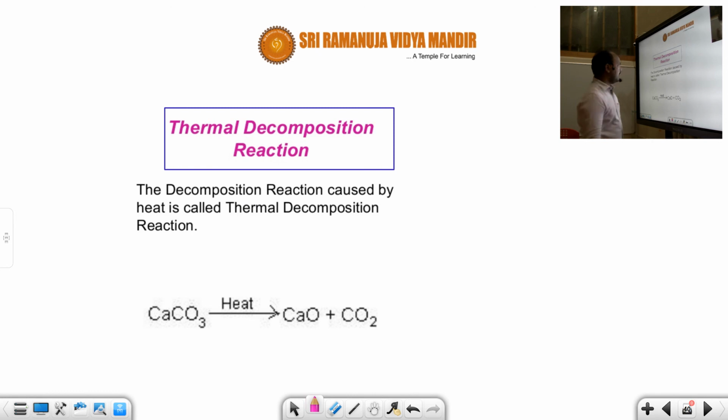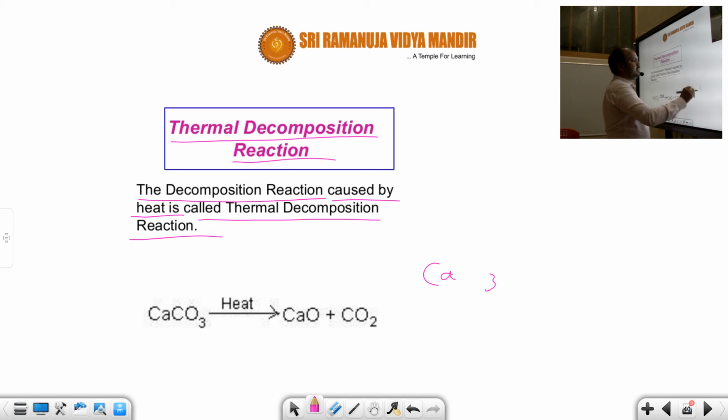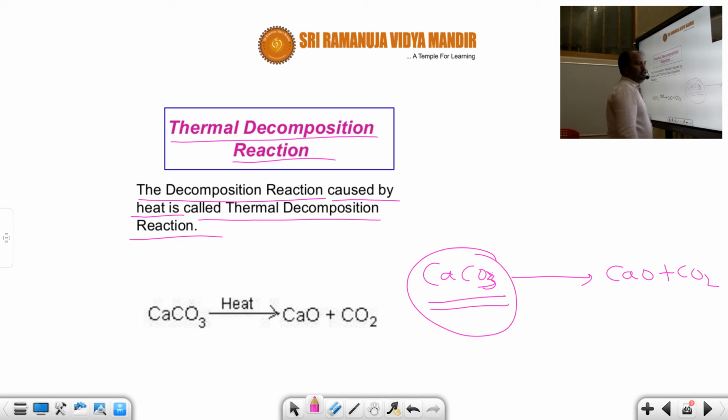So thermal decomposition reactions, photo decomposition reactions, electric decomposition reactions. First of all, we have to discuss what is thermal decomposition reaction. The decomposition reaction caused by heat is called thermal decomposition reaction. If you take calcium carbonate, it can be converted into calcium oxide and carbon dioxide. Calcium carbonate decomposes, or is broken down, into calcium oxide and carbon dioxide.